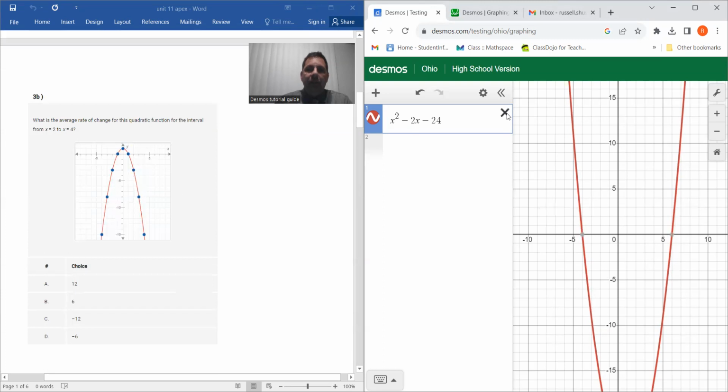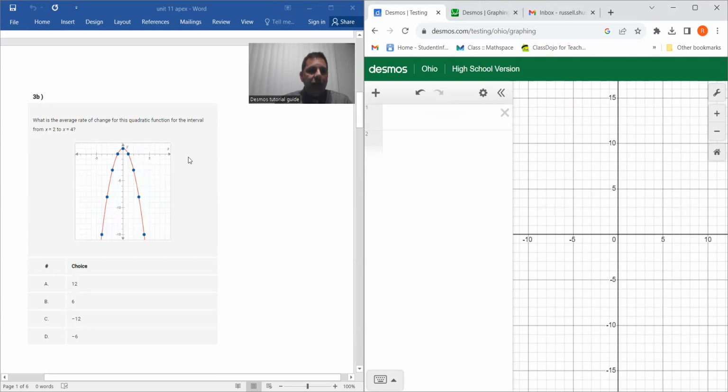Now, this question asks for the average rate of change for this quadratic. They changed the word to rate of change from the word slope, but it means the same thing. So they want to know how it changes from 2 to 4. So two ways you could go about doing this. You have the point when x is 2, y is -3. And when x is 4, y is -15.